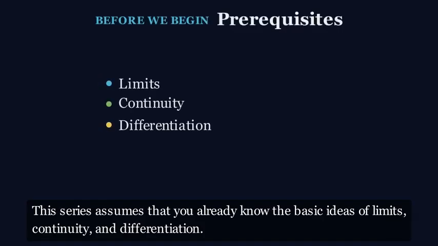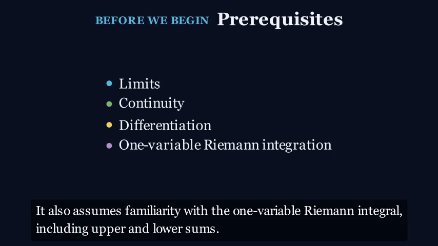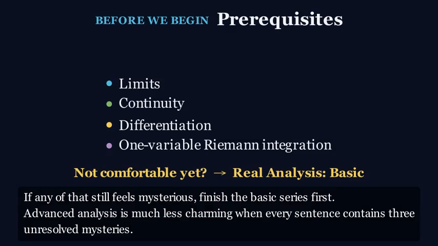This series assumes that you already know the basic ideas of limits, continuity, and differentiation. It also assumes familiarity with the one-variable Riemann integral, including upper and lower sums. If any of that still feels mysterious, finish the basic series first. Advanced analysis is much less charming when every sentence contains 3 unresolved mysteries.